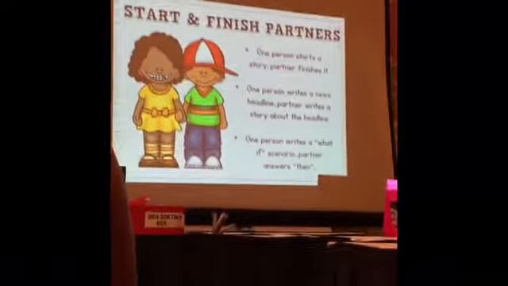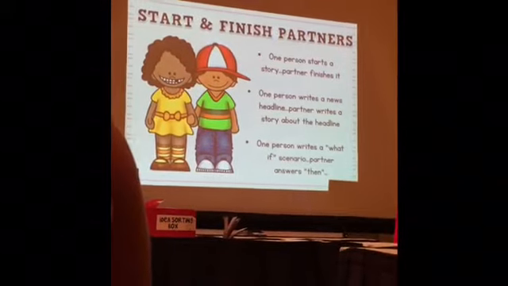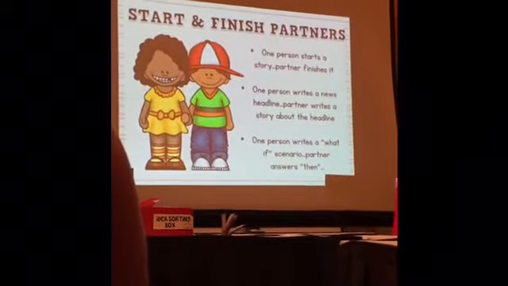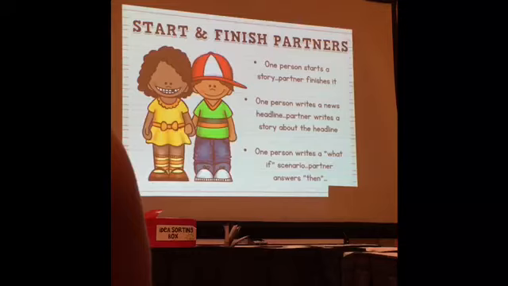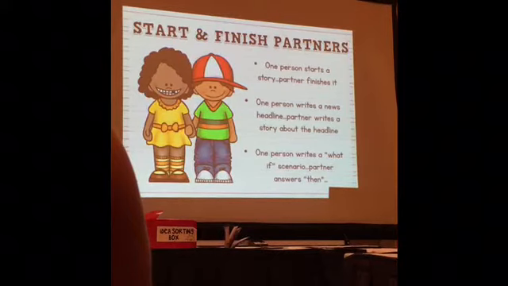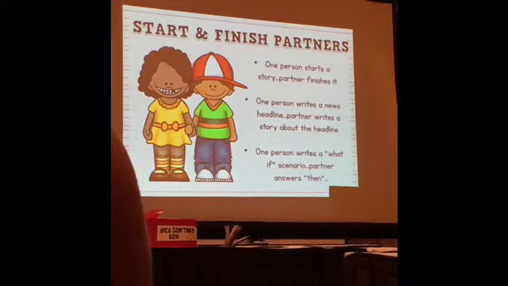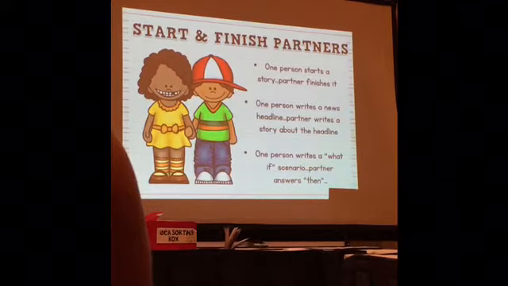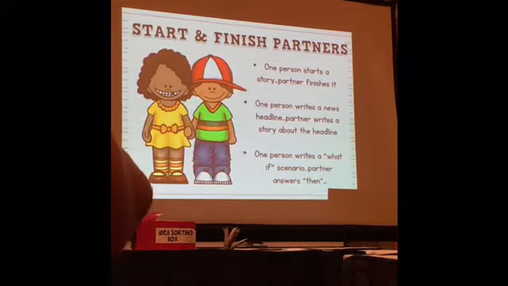Of course, another thing is one person writes a news headline, and then another person writes a story about the headline. These would even be great to keep in a center, like the kids can write a headline, and then other kids come to the writing center, pop a headline out and write about what it might be about.